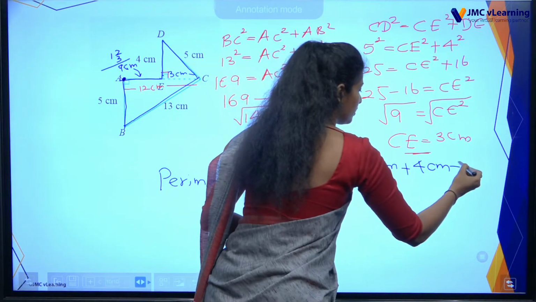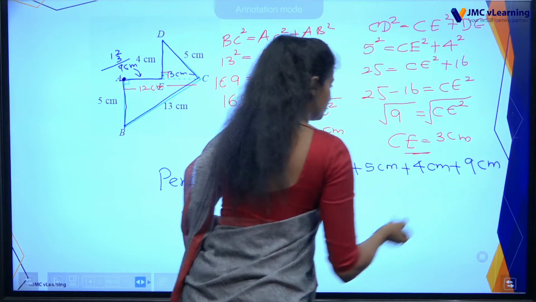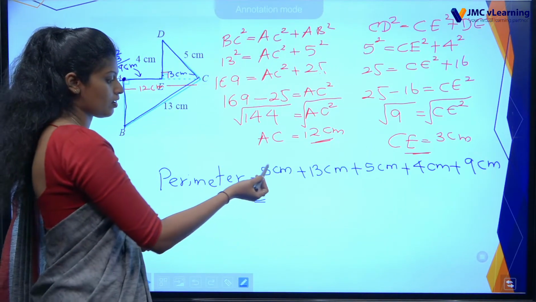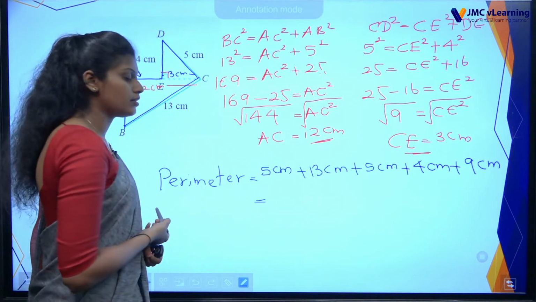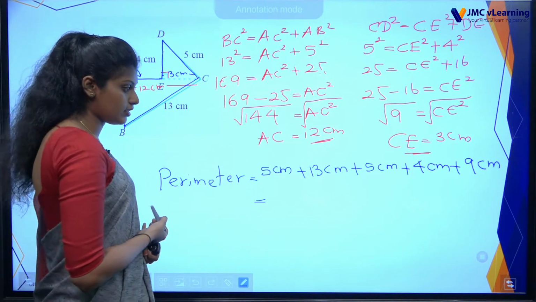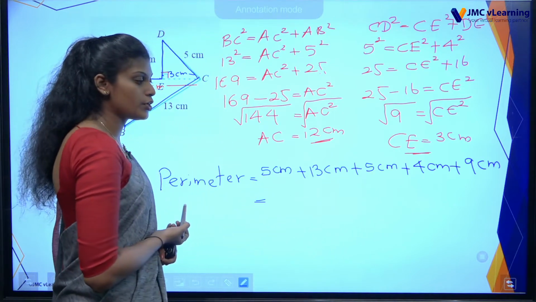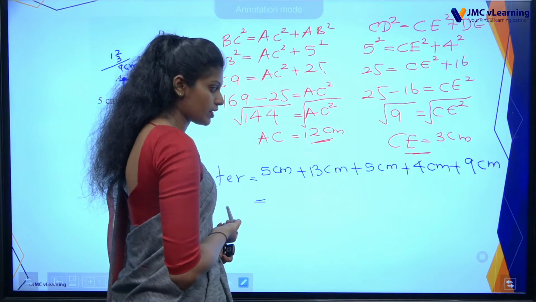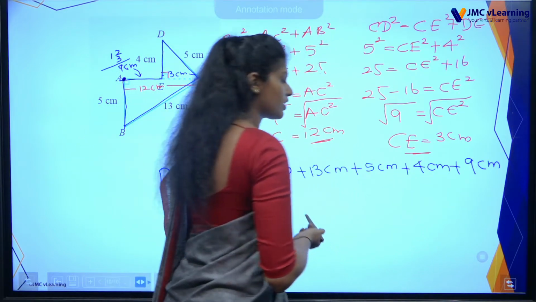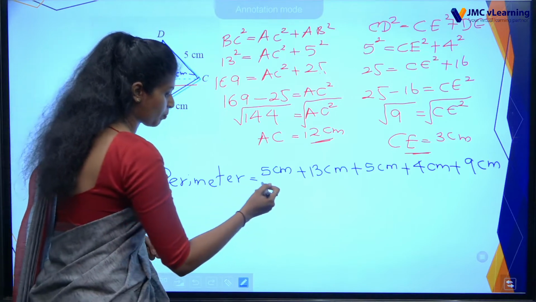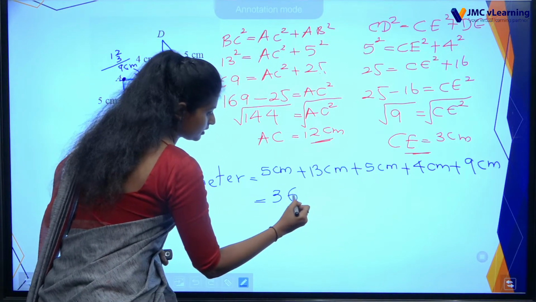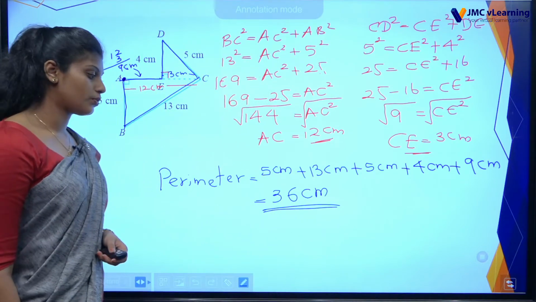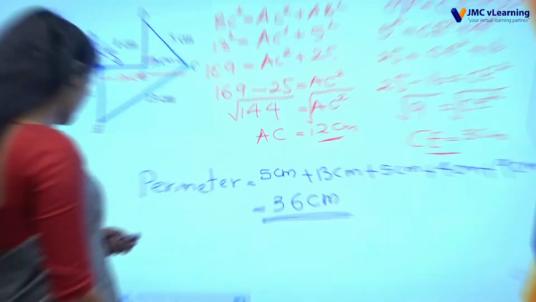Then let's add 9 centimeter. What is the total of all this? 5 add 13, 18, then 18 and 5, 23, 23 and 4, 27, 27 and 9. What is the value? It is 36 centimeter. So perimeter is equal to 36 centimeter.